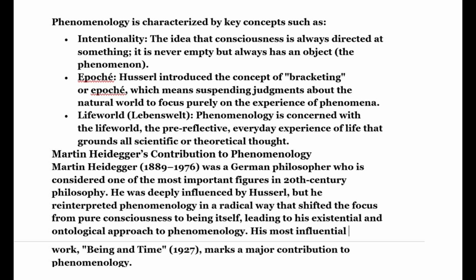Martin Heidegger, 1889 to 1976, was a German philosopher who is considered one of the most important figures in 20th century philosophy. He was mainly influenced by Husserl, but he reinterpreted phenomenology in a radical way that shifted the focus from pure consciousness to being itself, leading to his existential and ontological approach to phenomenology. His most influential work, Being and Time, published in 1927, marks a major contribution to phenomenology.